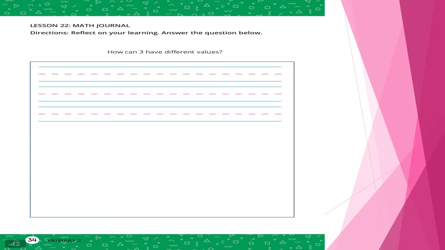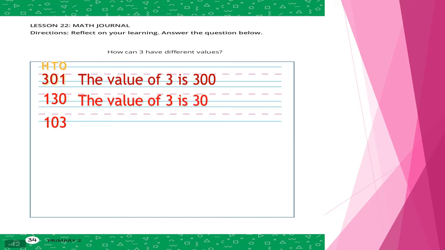Our math journal. Reflect on your learning. Answer the question below. How can 3 have different values? 301. We know that the first digit is ones, and the second digit is tens, and the third digit is hundreds. Then the value of 3 in this number is 300. 130. The value of 3 is 3 in tens, then its value is 30. 103. The value of 3 is 3 because 3 is in ones.